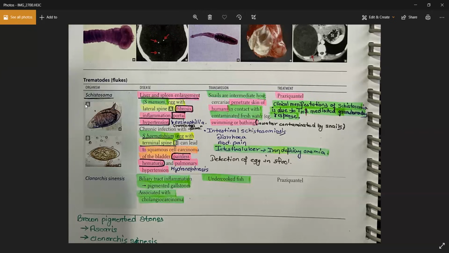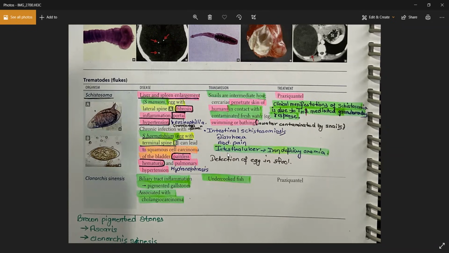Okay. And the very important thing that you should remember is that it is a Th2 mediated granuloma. Okay, Yuval has mentioned it. It is a Th2 mediated granuloma. A very strange thing, you know. Generally, the granuloma is Th1 mediated, like remember. But in case of schistosoma, it is Th2 mediated. A very odd thing to remember.